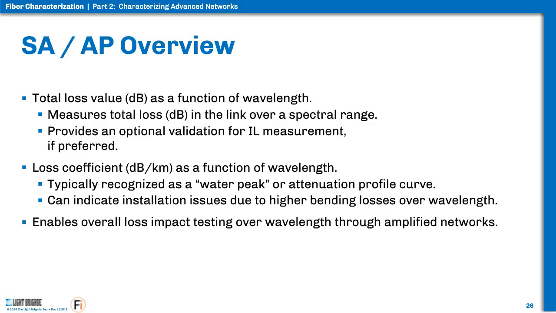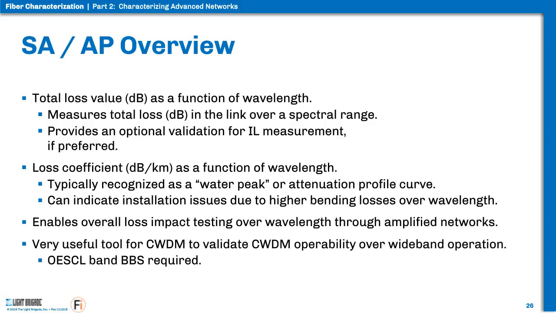You can't test through amplifiers with a standard loss test; it has to be span by span. With spectral attenuation, you can also test through amplified networks, so this is one of the benefits of the attenuation profile. It's a very useful tool for CWDM networks when you use this wider band broadband source. However, this is not one of the required measurements. It's an optional measurement that is not considered part of the critical fiber characterization measurements, but it is a very useful tool.